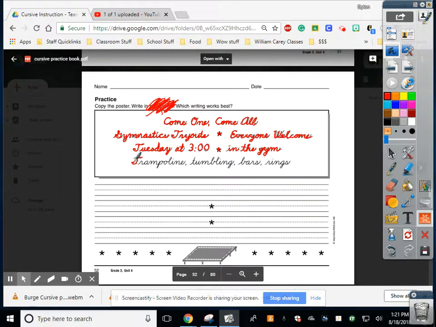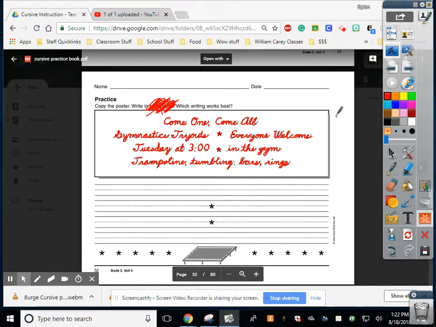Trampoline. Well, it should be trampolines. Trampoline, comma. Tumbling. Bars. And rings. Anybody can tell what bars means? I guess that means when you flip on the bars. I'm not sure. All right.